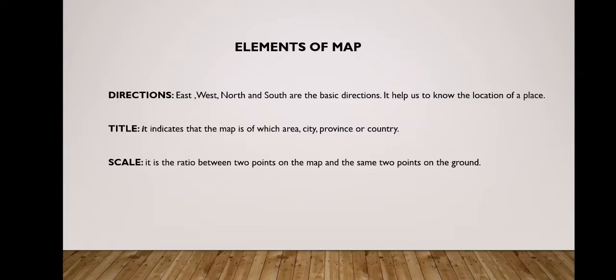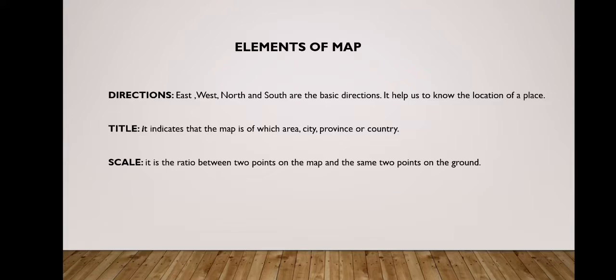Next is direction. Every map has a compass that shows the basic directions, which are east, west, north, and south. That helps us to know the location of a place with reference to another. Sometimes only a straight arrow northwards is marked. That is called north arrow. With that north arrow, we can guess the rest of the directions on a map.